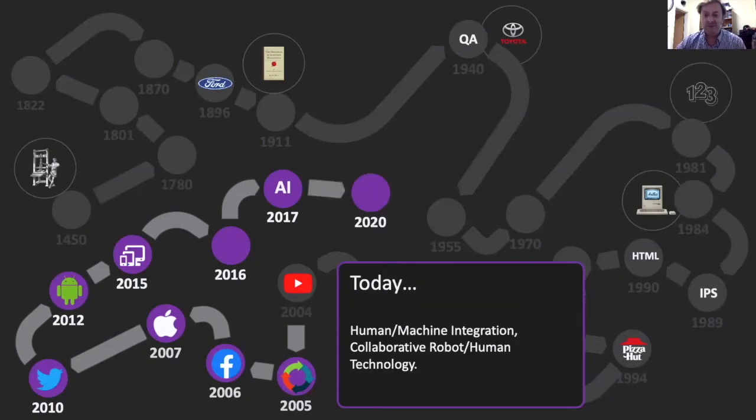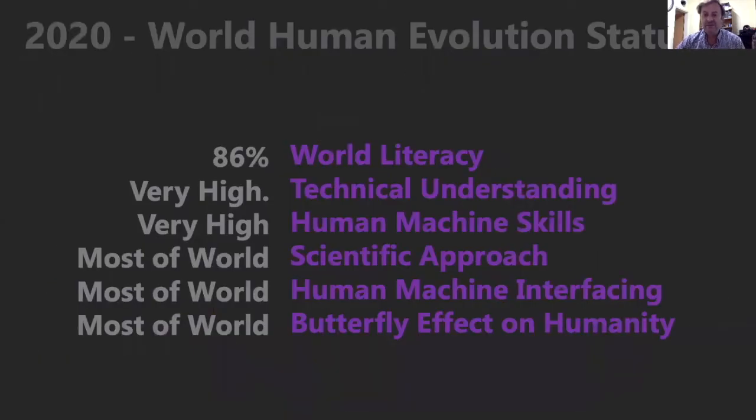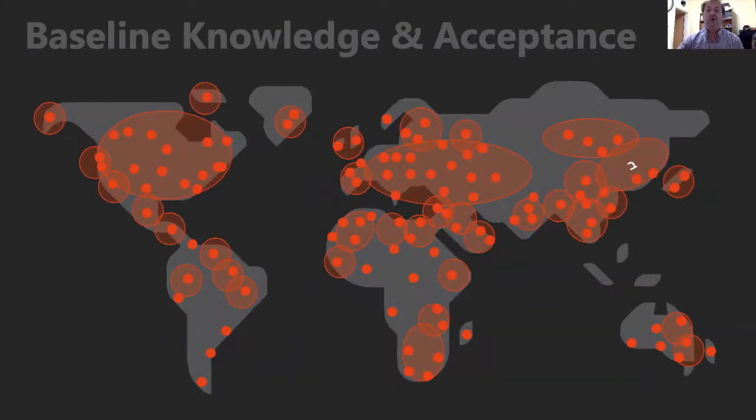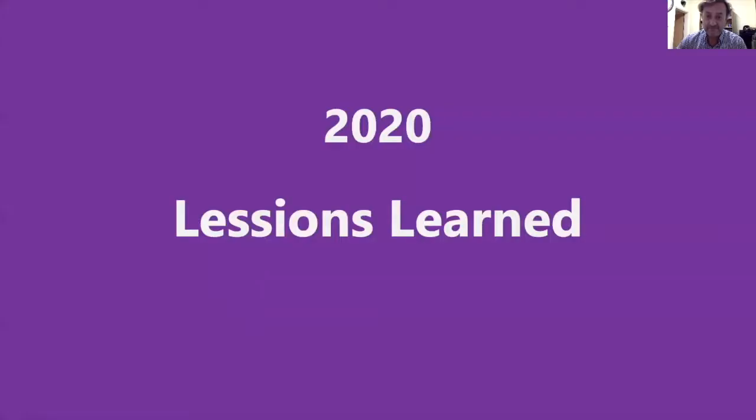Now, in 2020, we are entering the era of human-machine integration. There has been an upward shift in the technological baseline understandings by most of the world. In 2020, almost all of humanity is now literate, with a high level of technical understanding. All of humanity is now directly connected to human-machine interfacing via their own personal mobile device.